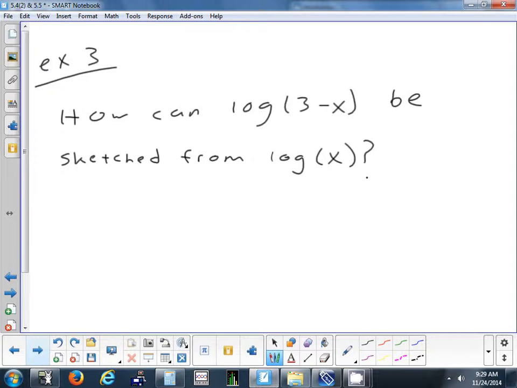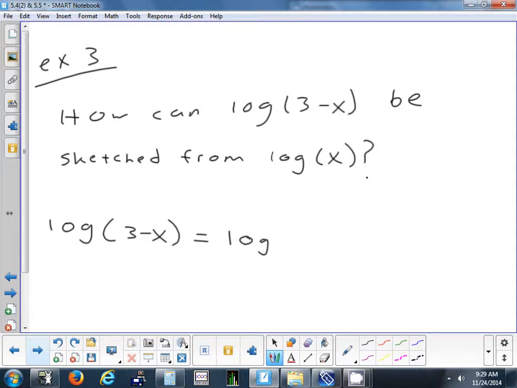Okay, so how could we sketch log of 3 minus x from log x? Well, first of all, I don't even like the way that that's written. Log of 3 minus x. Anybody rewrite that for me in the standard way we normally have it? Yeah? Natural log of 3 minus x. What kind of log? Natural. I wouldn't switch the kind of log they have because that's going to switch the problem. I would keep the common log, because that's what they have. It's just that argument that I don't like.